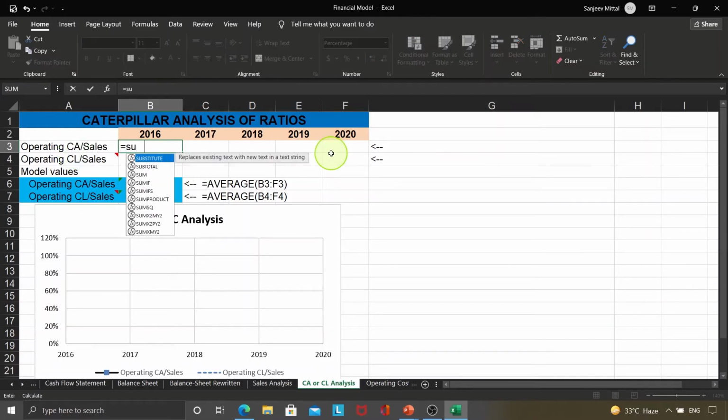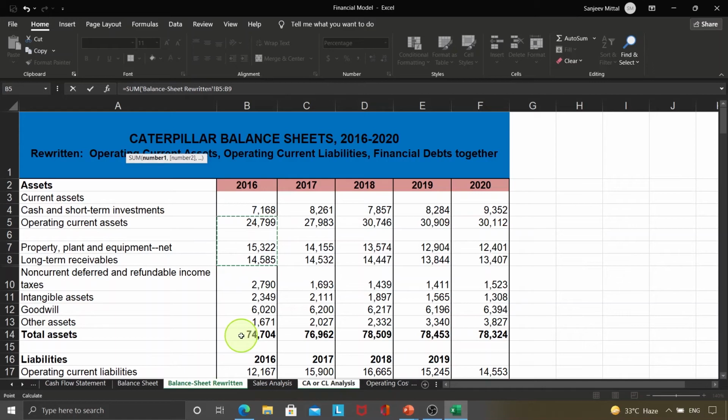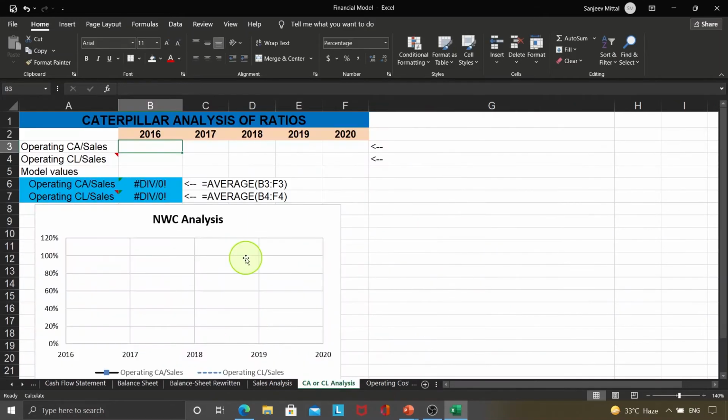So I shall write sum, and I shall go to my balance sheet. Inside my balance sheet, if I add all the items except cash and short-term investments, they are known as my operating current assets. So if we add all of them, you will get your operating current assets. And instead of adding them, we have already done our balance sheet rewriting, as you all know.